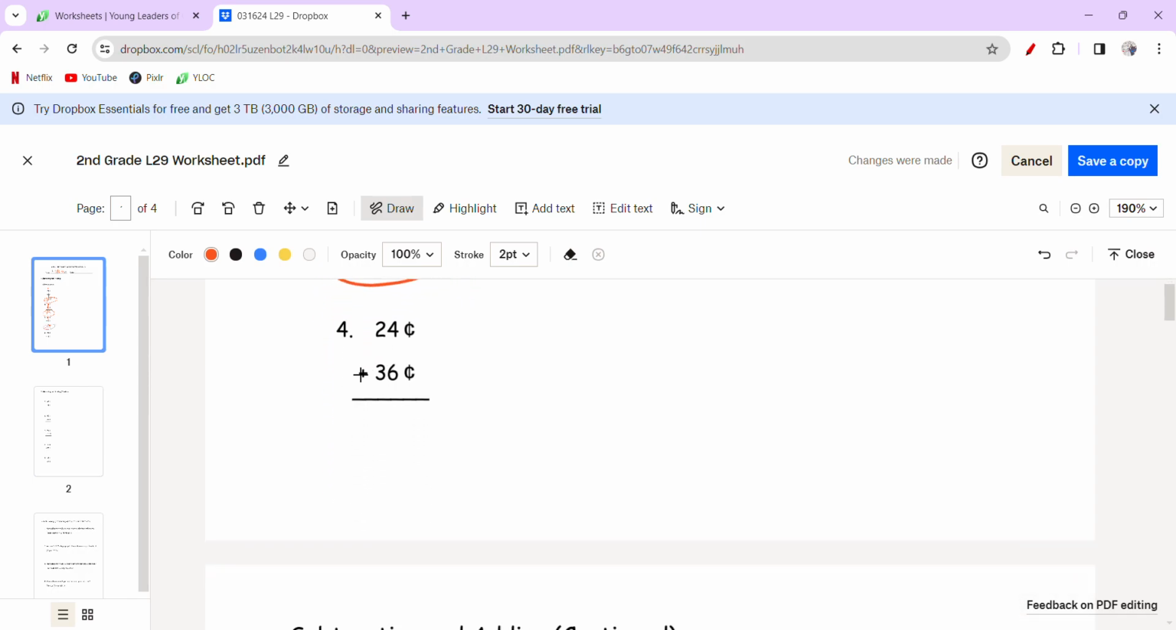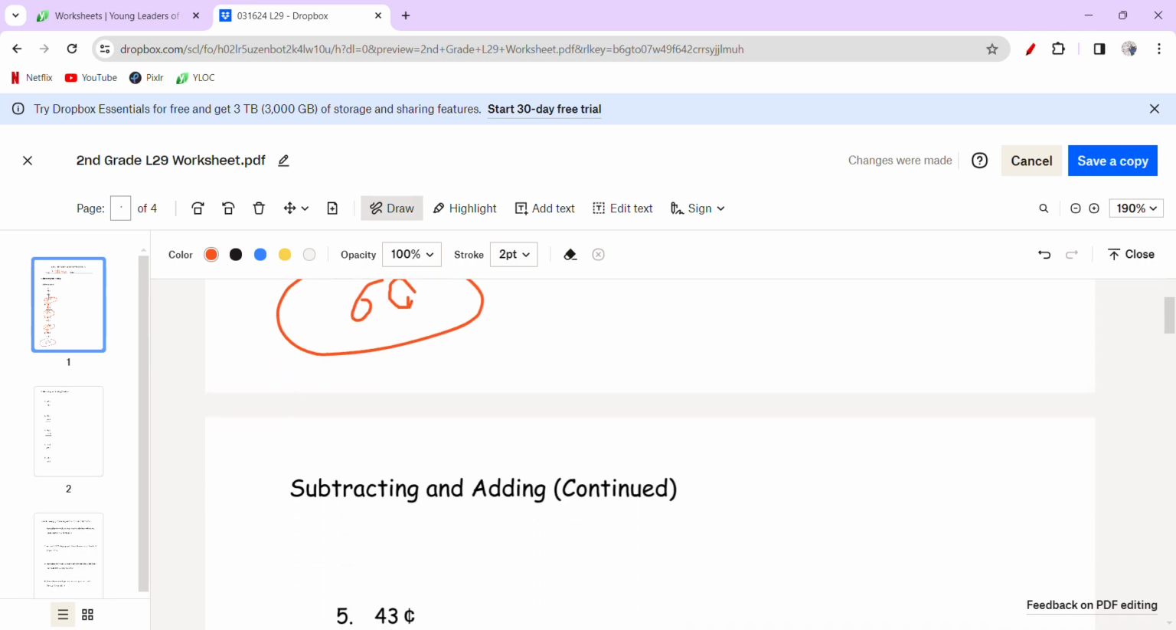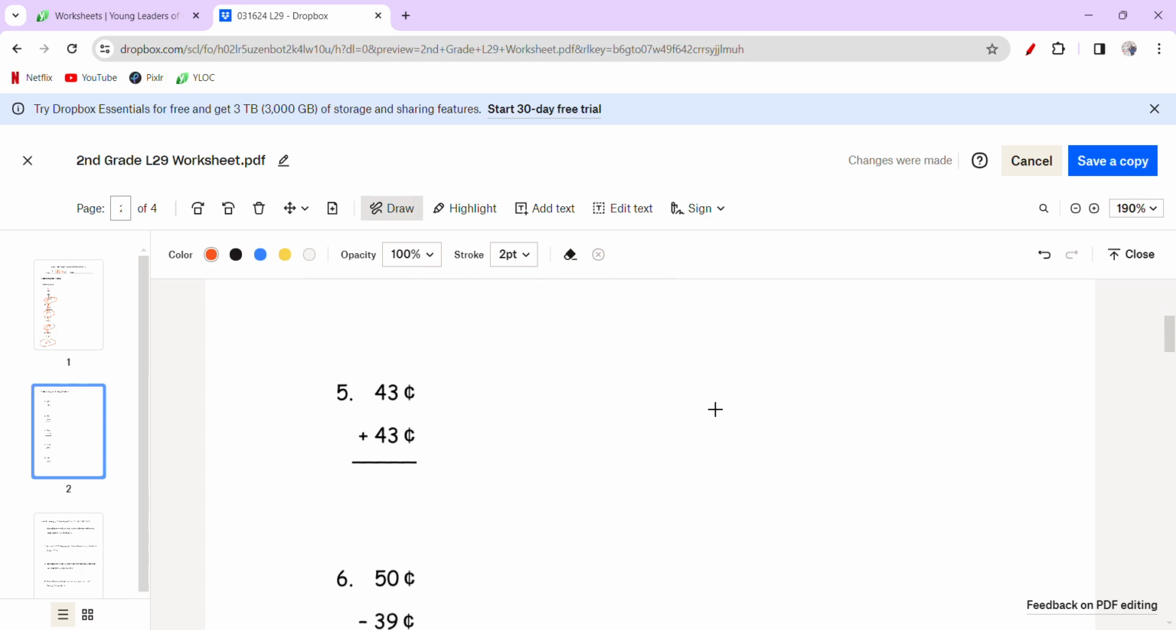24 plus 36 has the addition sign, so again, we're going to add. 4 plus 6 equals 10, so you put the 0 here, and the 1 up here. So 2 plus 3 is 5, plus this 1 right here is 6. Final answer will be 60. Continuing on, we have 43 plus 43 cents. So again, 3 plus 3 is 6, and 4 plus 4 is 8.